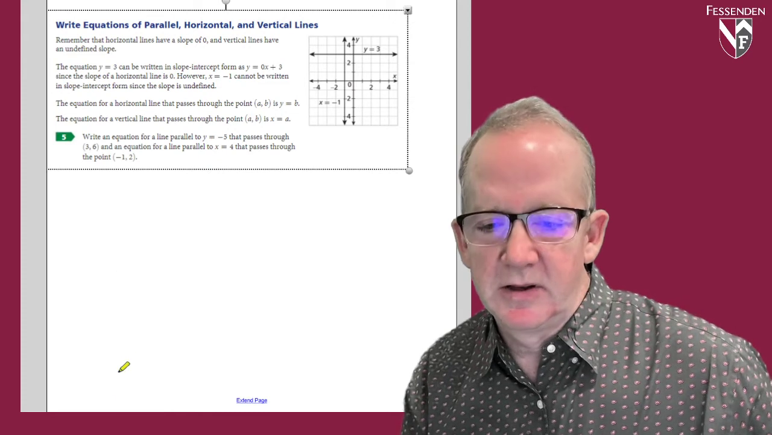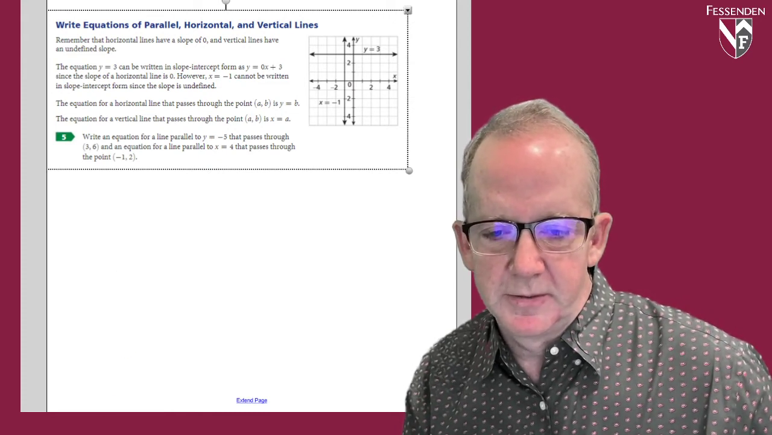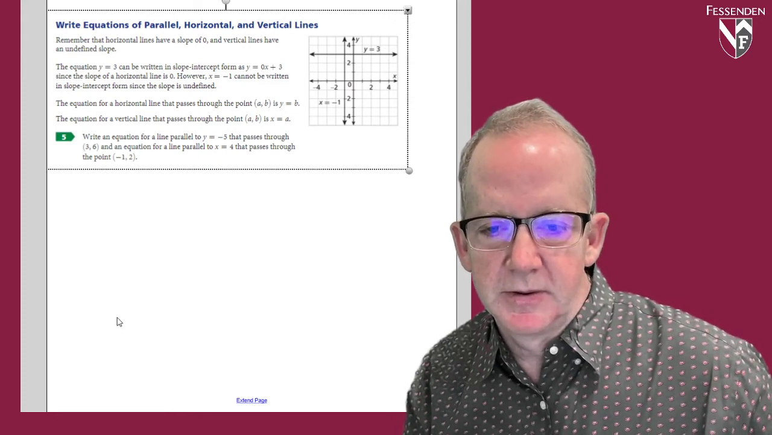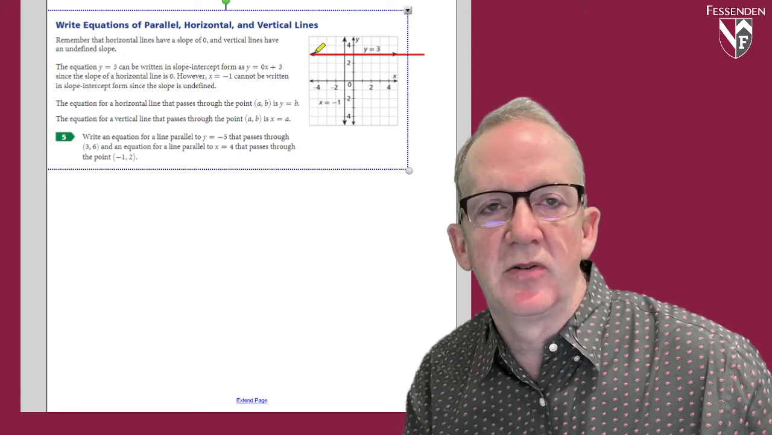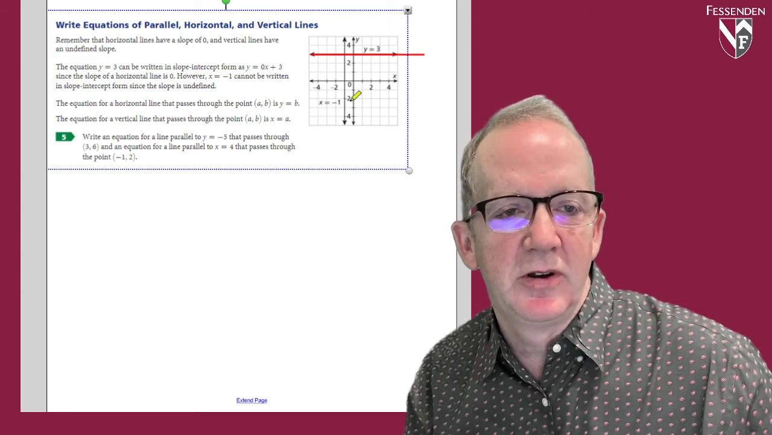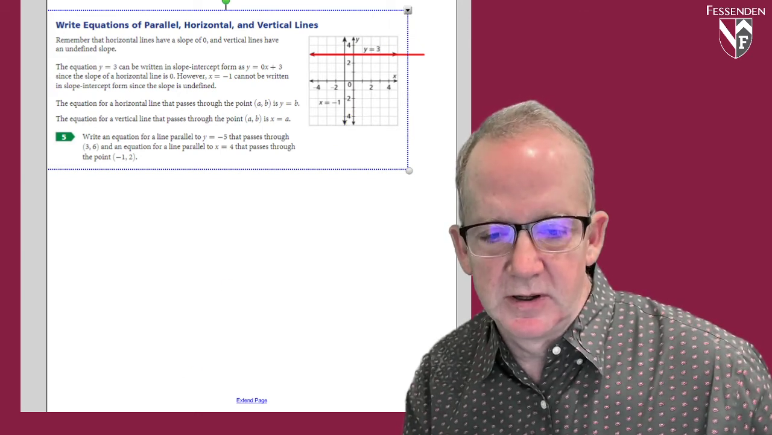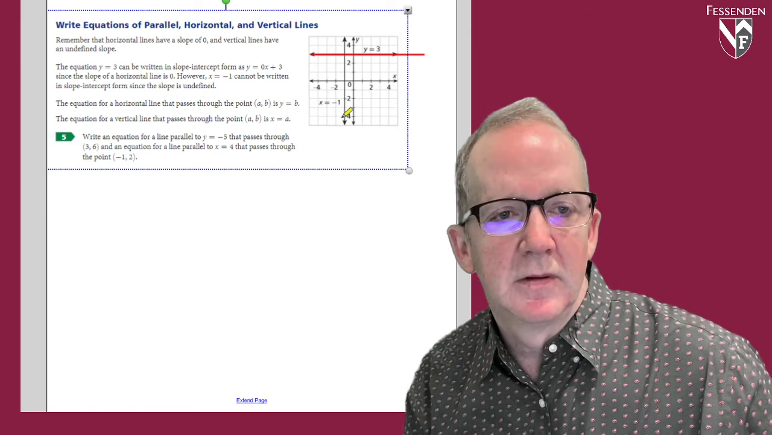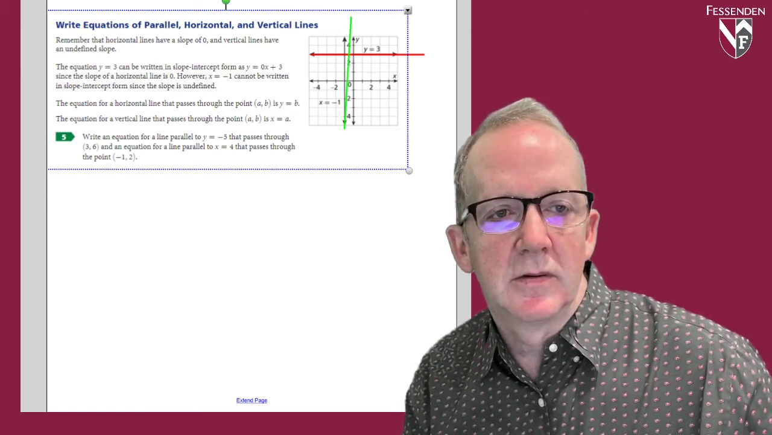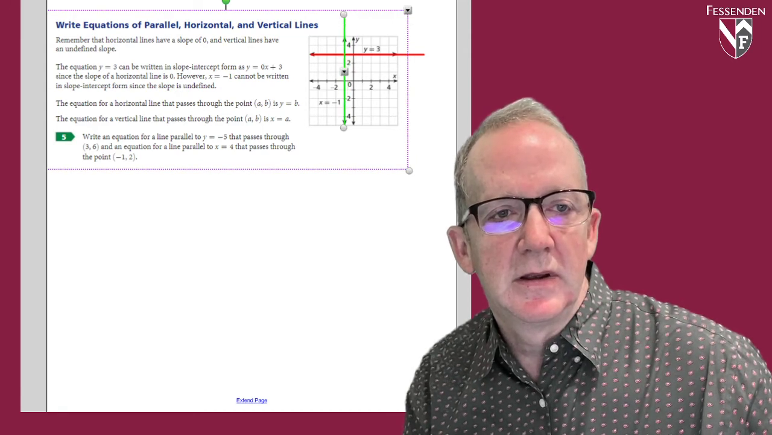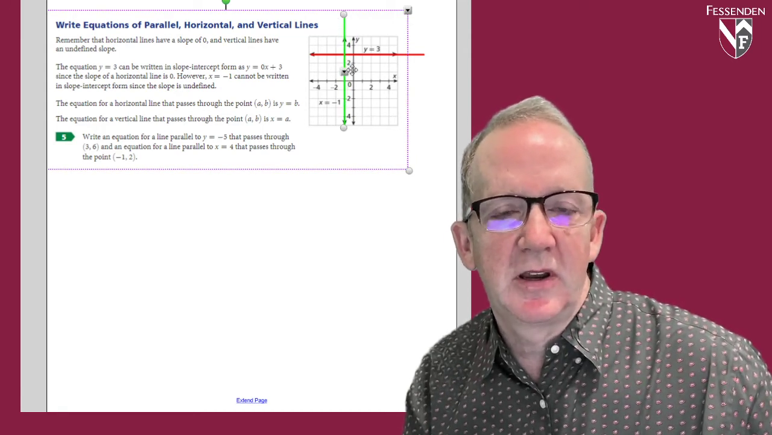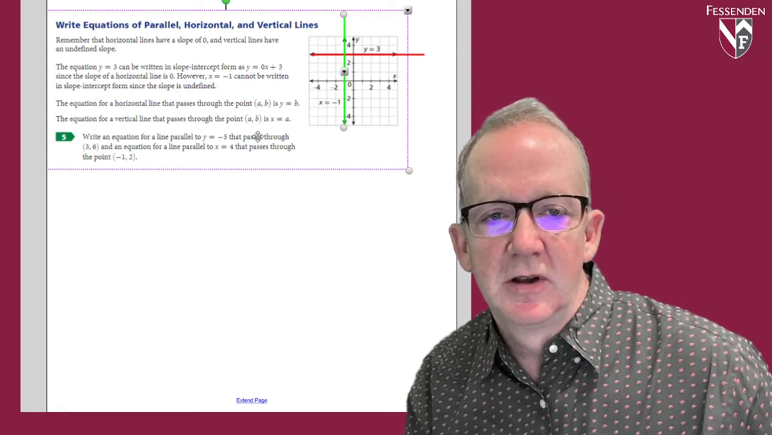And I want to highlight just one more thing before we're done. We have horizontal lines are always y equals, because the y value is always the same. This is y equals 3. And vertical lines, right, are x equals. And these are perpendicular, which we'll talk about in the next section.